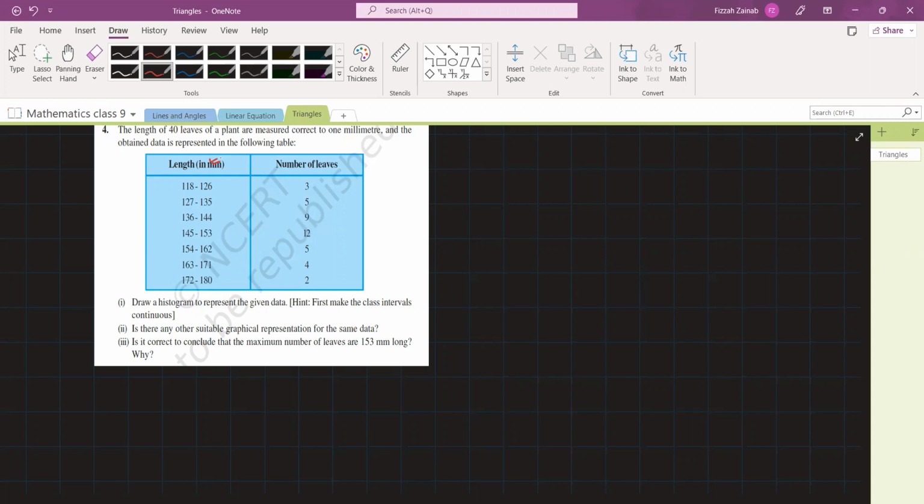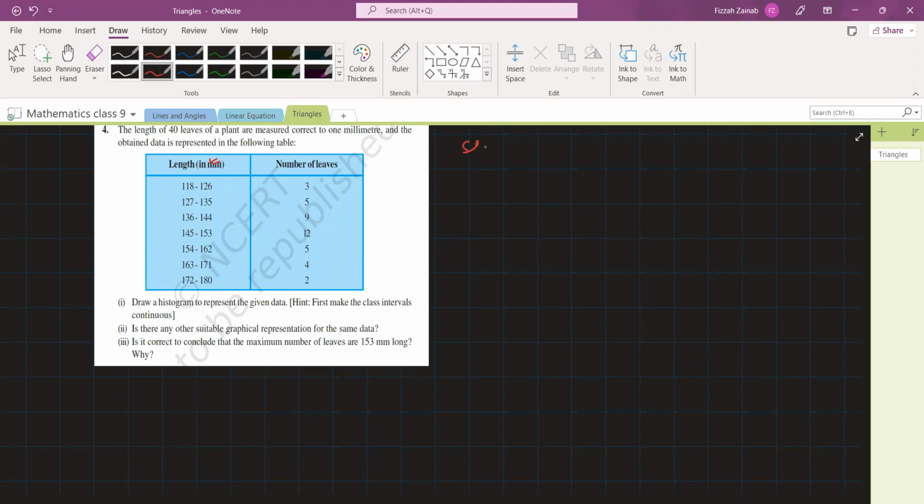Now there's a problem here. Can you spot the problem? Ma'am, it's not continuous. Exactly. So as I told you, histogram is for continuous data distribution, right? And this data is not continuous. So 118 to 126, then it is from 127. So there's a gap. Can you see that?